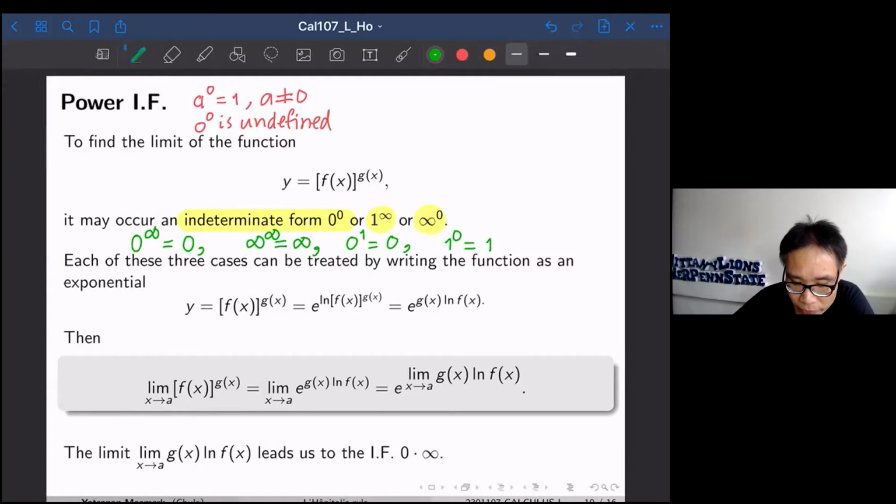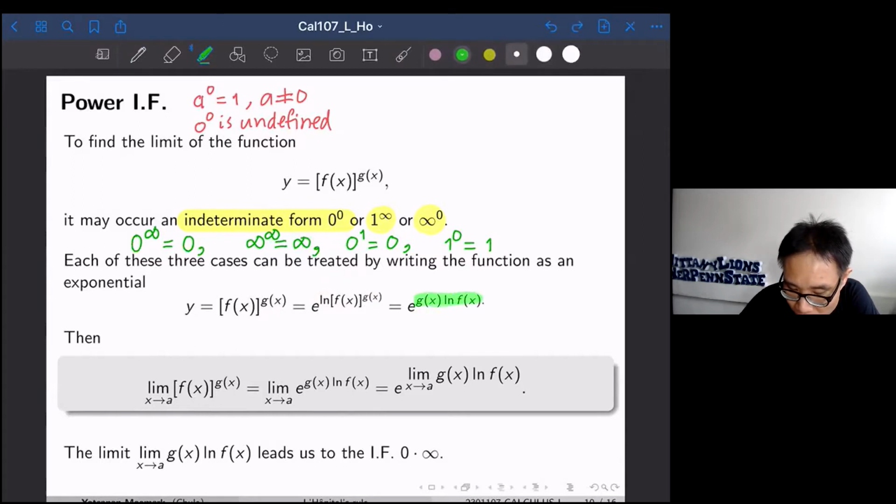However, if you have 0 to the 0, 1 to the infinity, and infinity to the 0, we do have an indeterminate form. Let me explain why. First, you write this as y equal to f(x) to the g(x). And when we studied implicit differentiation, this can be written as e to the log of f(x) to the g(x). So you see that these cancel each other, and you just get f(x) to the g(x). And you pull out g(x), so it's going to be e to the g(x) log f(x). Okay, this is what we have currently.